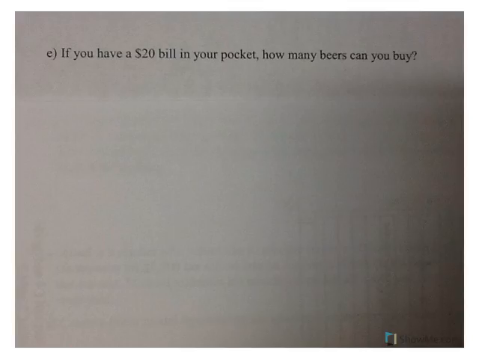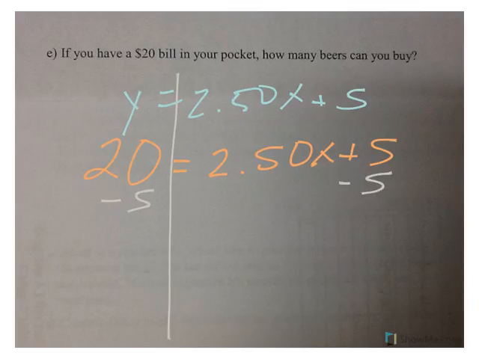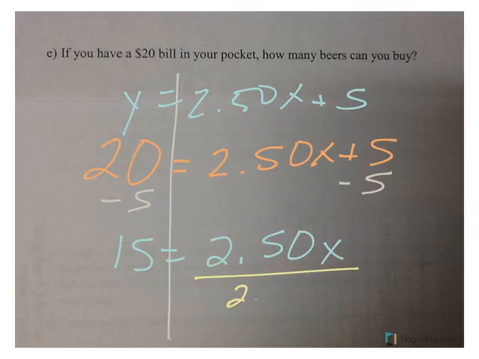All right, you've got a $20 bill in your pocket. Okay, again, here's my model. I have a $20 bill. How many beers can you buy? Well, that means your total you can spend would be 20, right? That's your Y. So we've got to get X by itself. First we subtract 5 from both sides, because you've got to pay your cover charge first. So you've got $15 left to buy beers, right, at 2.50 apiece.